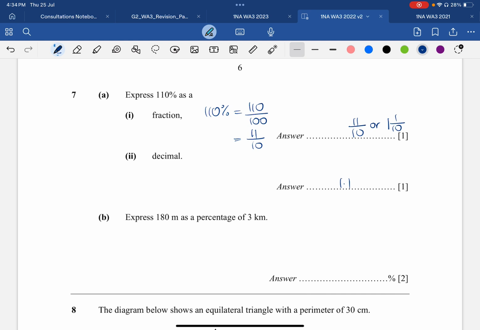Okay, for part B, express 180 meters as a percentage of 3 kilometers. So 3 kilometers, you convert it to meters first, multiply by 1000 to get 3000 meters. So expressing as a percentage, you just put one quantity over the other times 100%. And then use your calculator to work this out for you. Your answer will be 6%.